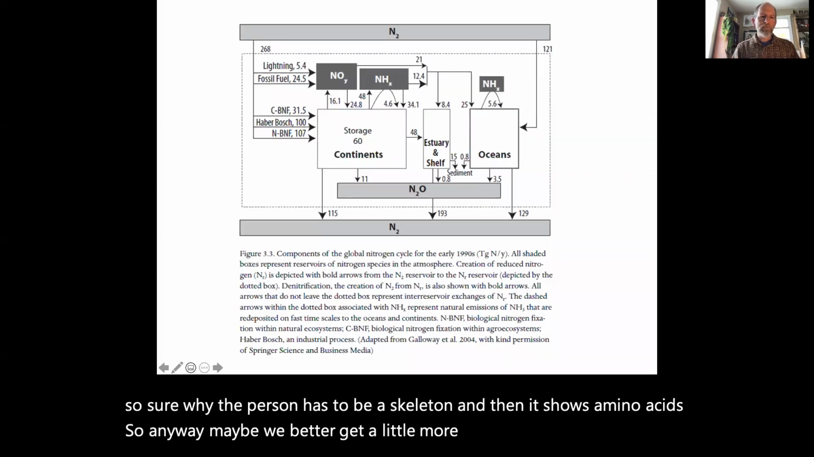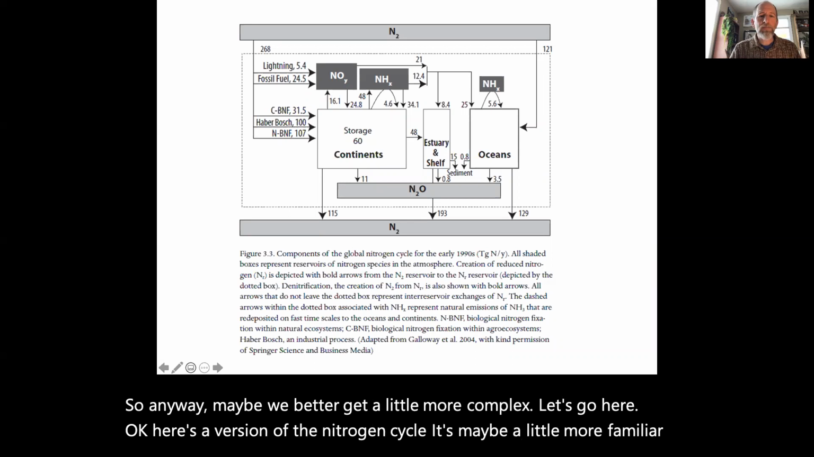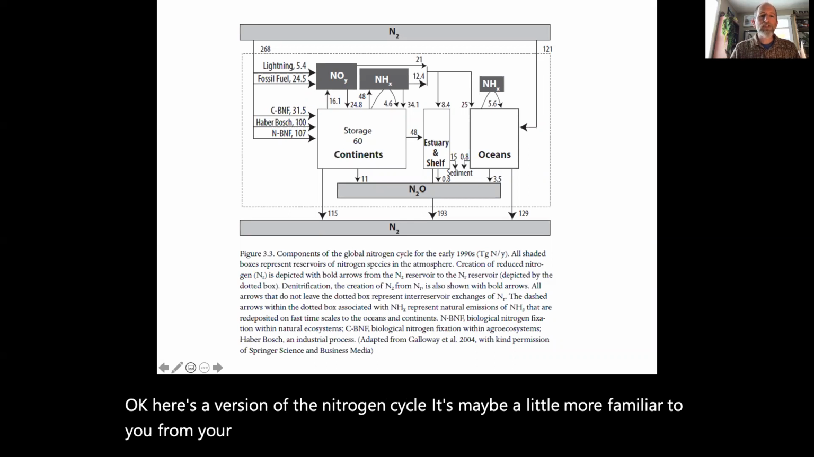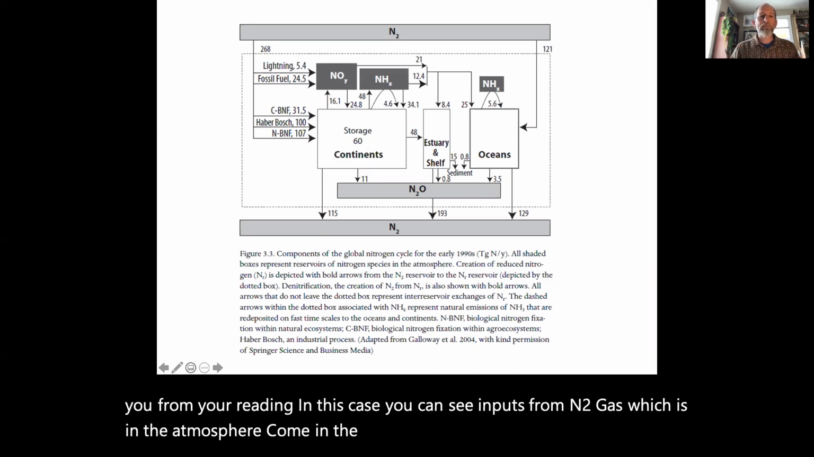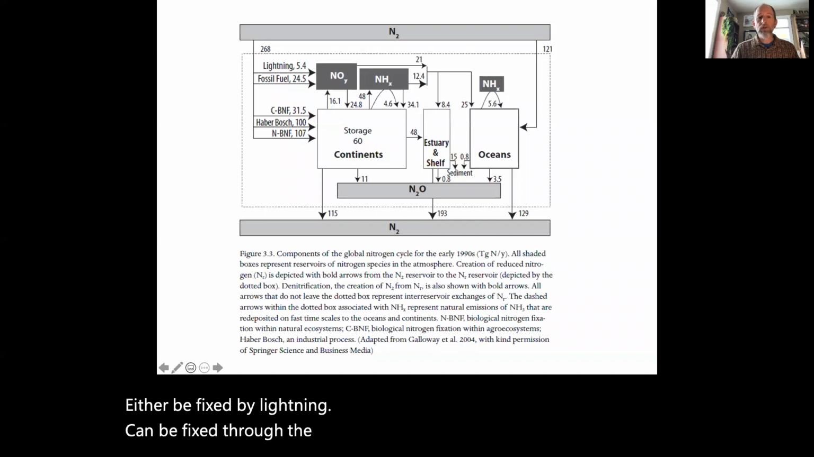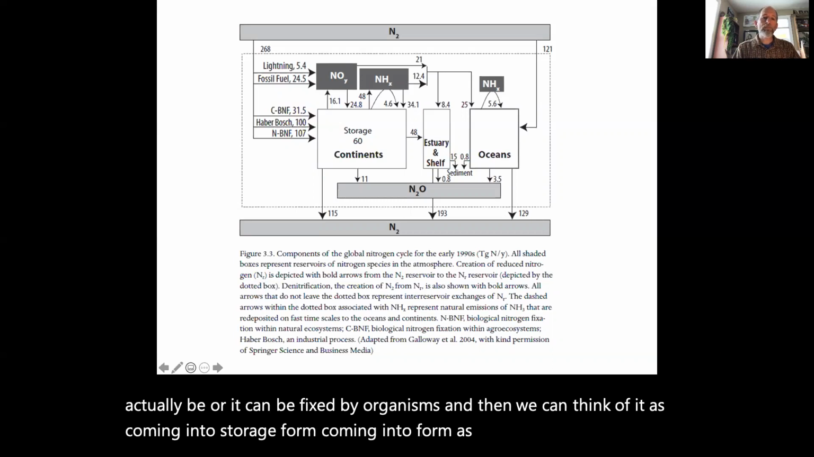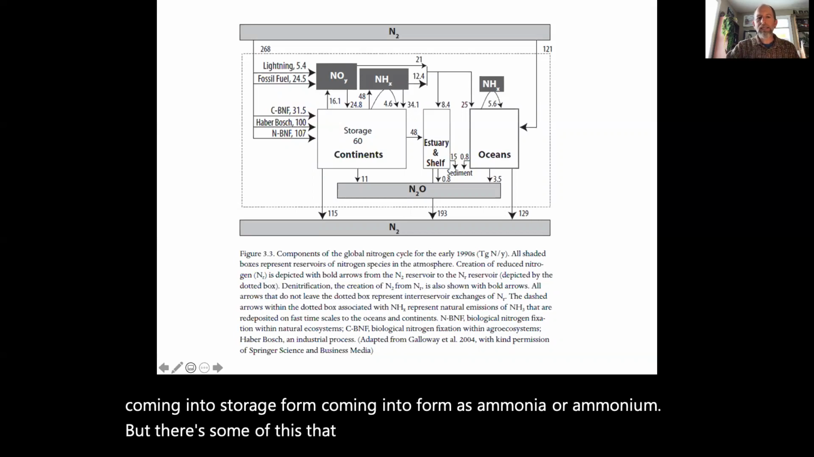Let's go here. Okay, here's a version of the nitrogen cycle that's maybe a little more familiar to you from your reading. In this case, you can see inputs from N2 gas, which is in the atmosphere, come in the form of, it can either be fixed by lightning, it can be fixed through the Haber-Bosch process, which is an industrial process, or it can be fixed by organisms. And then we could think of it as coming into storage form, coming into form as ammonia or ammonium. But there's a little complexity here that might be over the top.